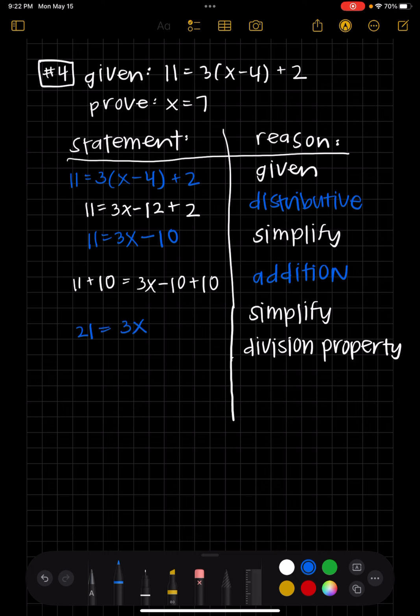And then the next reason is the division property. So I'm going to divide. So I'm going to do 21 divided by 3 is equal to 3x divided by 3, which is the division property. It's kind of not lining up right there. And then the last section is blank, which means we're going to assume that we just simplify and actually divide. And when we actually divide, I get 7 is equal to x, which is exactly what we wanted to prove. So 7 is equal to x. We are all done. And this is how we deal with two-column proofs.